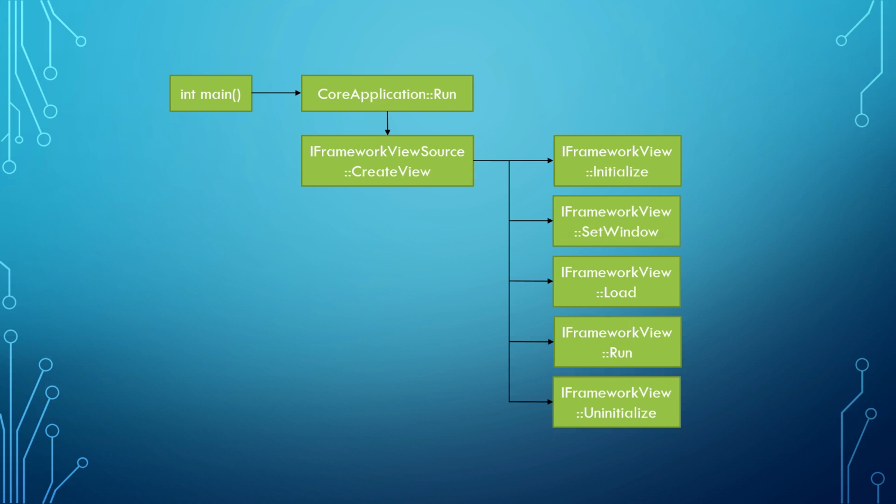However, if we just go back to the slides here, this is basically the way that we can look at how things are called. So in our main, we're going to call core application run. That's going to take in an iFramework view source, and it's going to automatically for us call a create view. And the create view will give an instance of iFramework view, and it'll be our implementation, and it'll call all of the functions as it needs them. Obviously, this means it'll first call initialize, it'll call set window and load also very early, and it'll call run and wait for the run function to end before it calls uninitialize, and then our application will close.